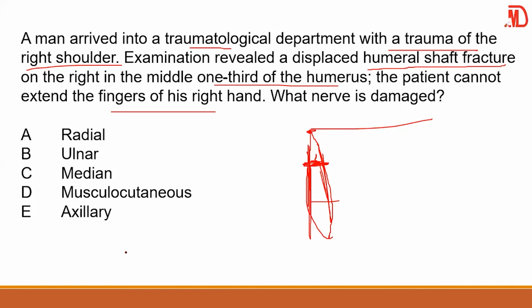So the pathway of the radial nerve, of course, starts from the brachial plexus. It goes through the arm, first in the posterior compartment of the arm and later in the anterior compartment of the arm. And it continues in the posterior compartment of the forearm. So this one here is the arm.